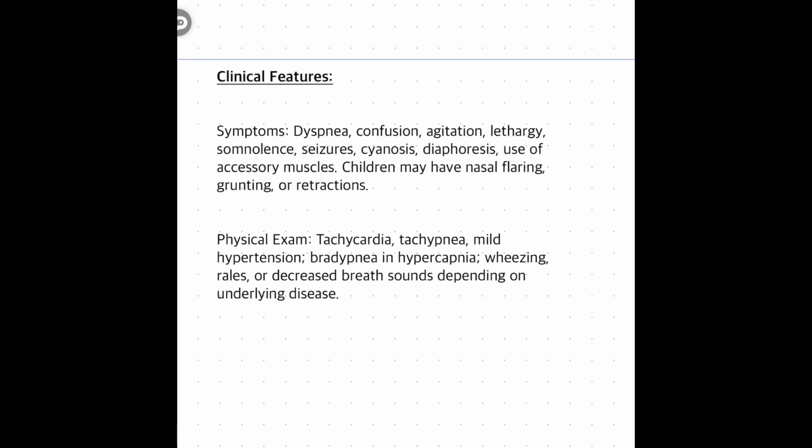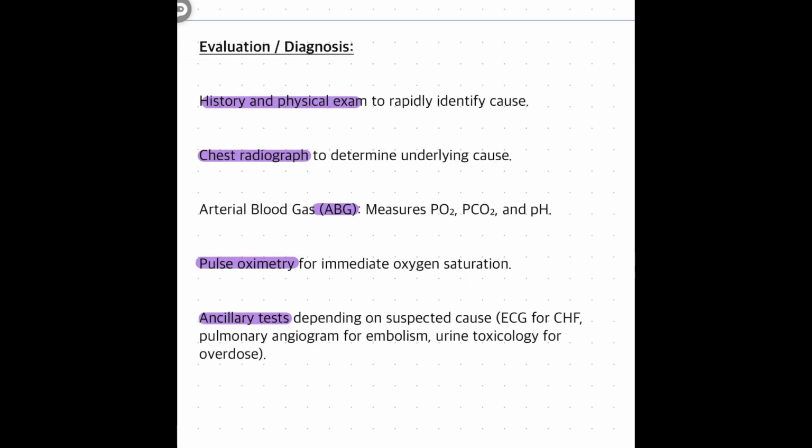The physical examination may show tachycardia, tachypnea, mild hypertension, bradycardia, and hypercapnia, wheezing, and raised or decreased breath sounds, depending on the underlying cause.